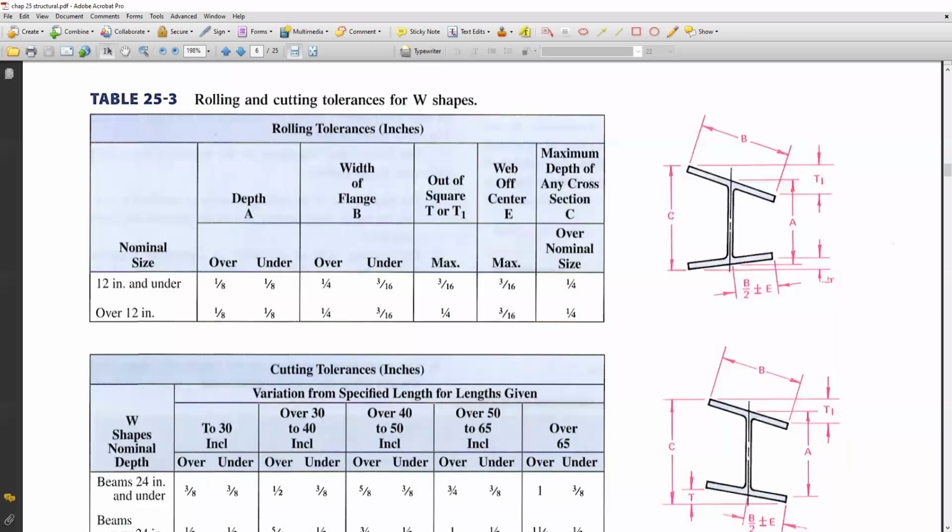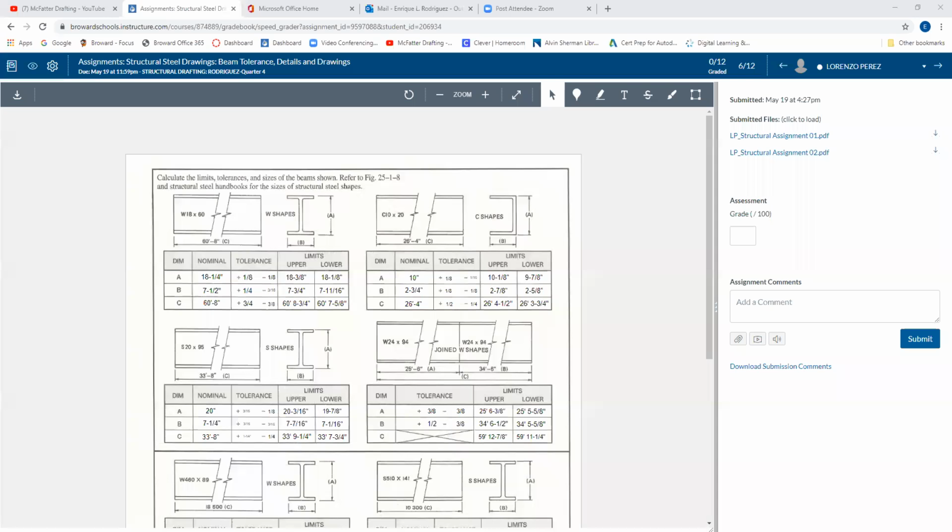So let's go back to our charts right here. And for that, we're going to look at our cutting tolerances, which is right below that. So we've got the W shapes, the nominal depth. You have one row for beams under, and another row for beams that are over 24 inches in depth. And then you have five columns for the length of the beam at that point.